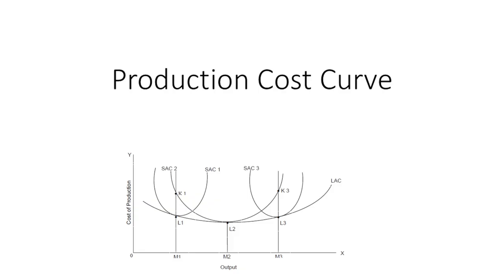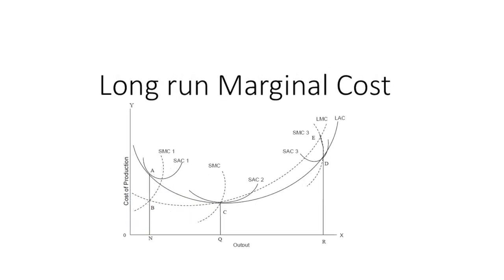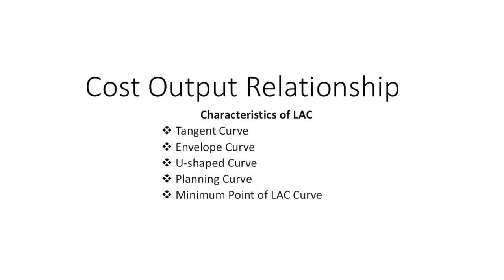That means K3 L3 is the difference between the average cost between short run and the long run. Now we will see what are the important characteristics of the long run average cost curve. We can see it is a tangent curve.